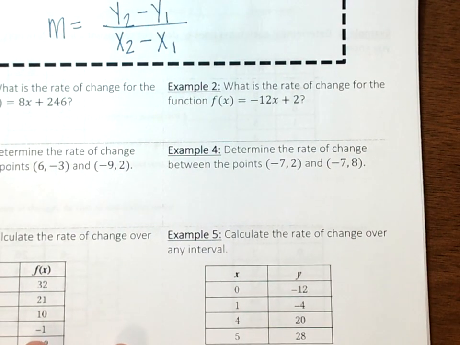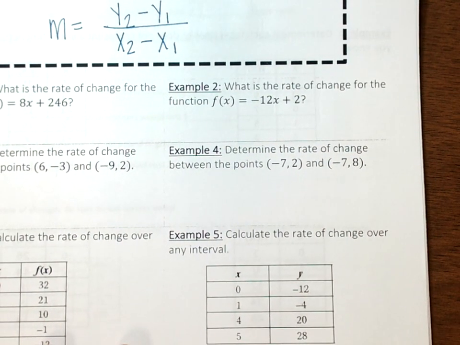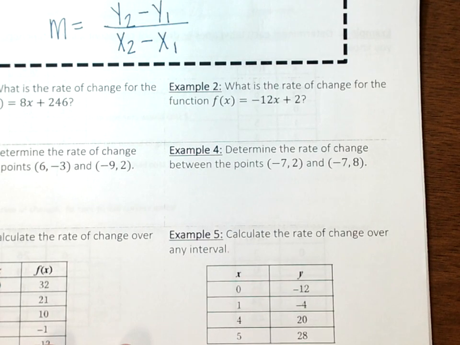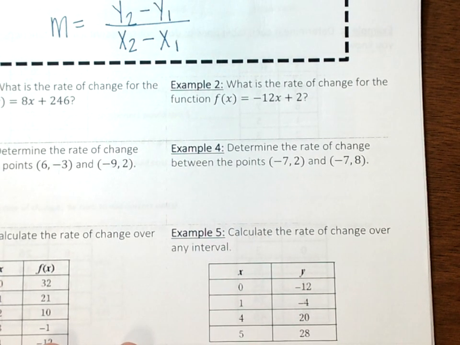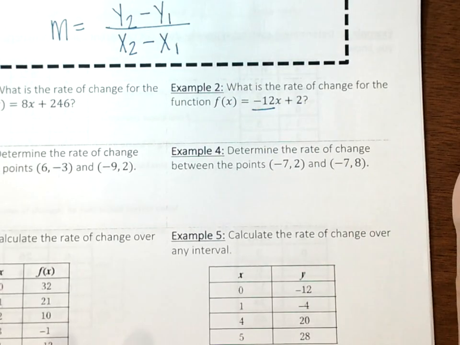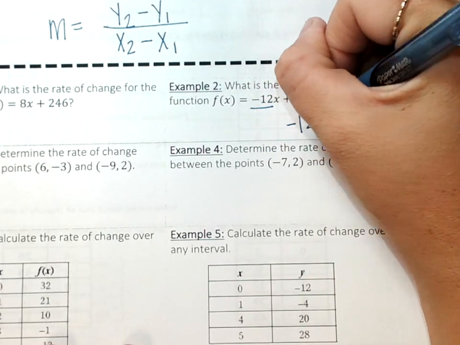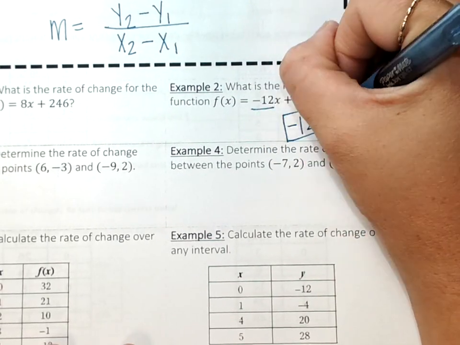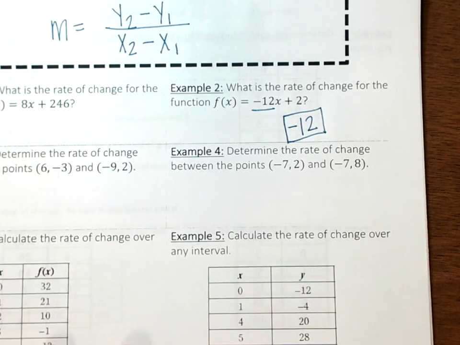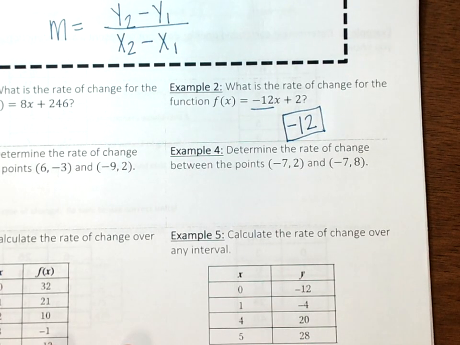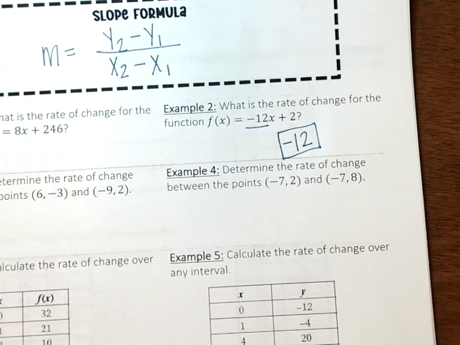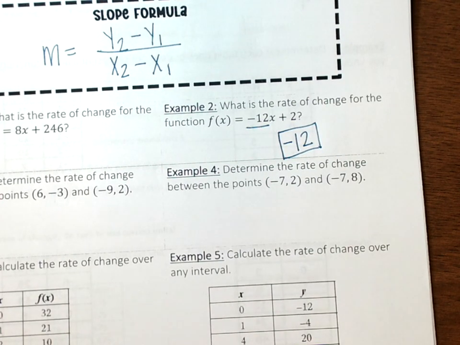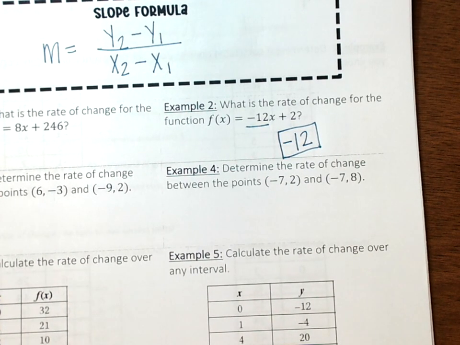In an equation, where do you think you look to find the rate of change? The slope, okay, and where's the slope going to be? Like, what is it always going to be next to? The x, okay, so on this one, this tells me the slope, so all I have to do for an equation is just look at it, if it's in slope-intercept form. On that one, the rate of change is negative 12, which means you would go down 12 and then right 1.